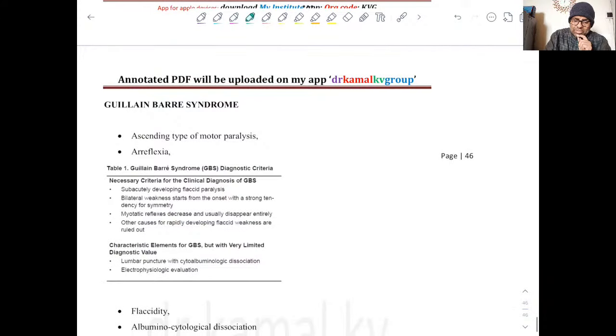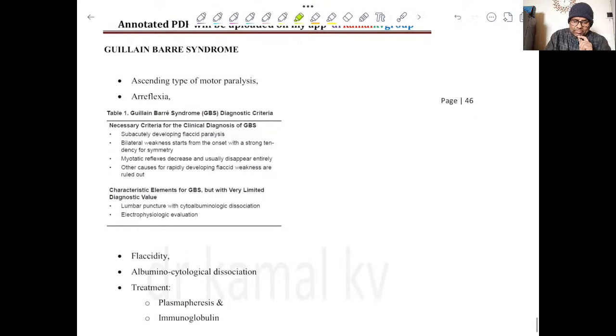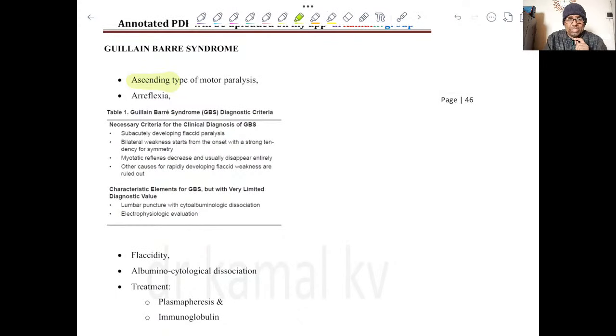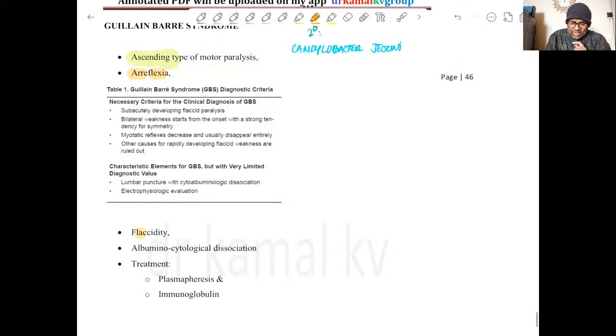Then moving forward to Guillain-Barré syndrome, this is a very beautiful condition because the prognosis is extremely good, right? So it is an ascending type of motor paralysis, means the problem will start from the toes and it will ascend upward to knee and then to hip. And the classical presentation is that patient will come to us and he will say that whenever I walk, my footwear slips off from the feet. So that shows that the distal muscles are paralyzed, right? And it can be secondary to Campylobacter jejuni infection, right? Then it presents with lower motor neuron features like areflexia and flaccidity, of course.